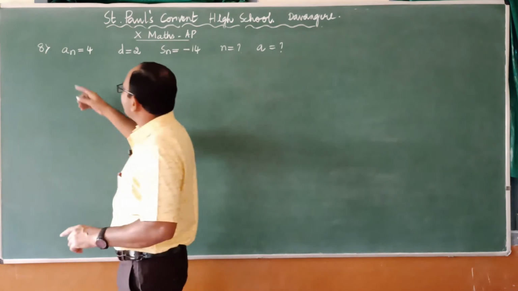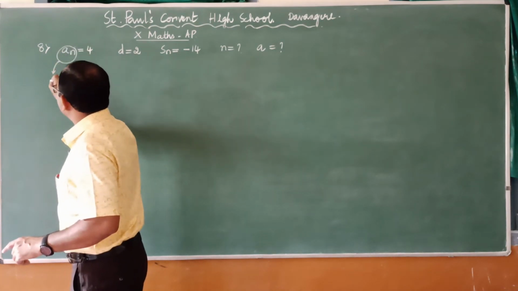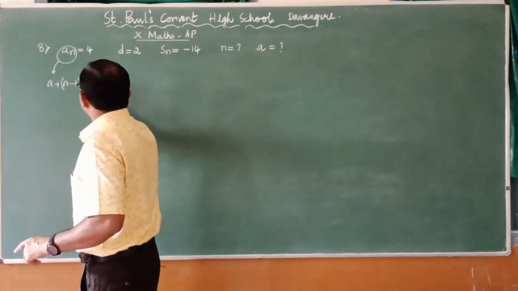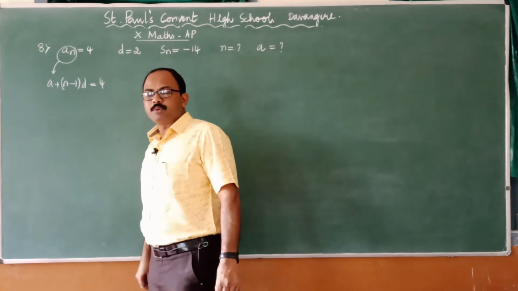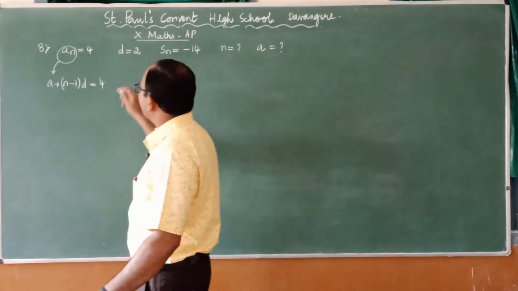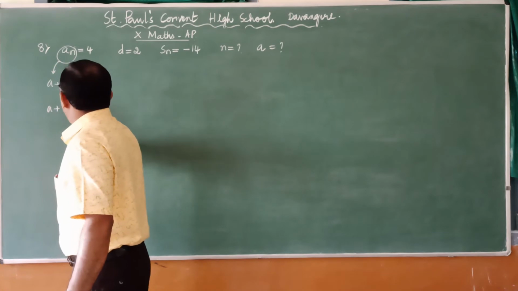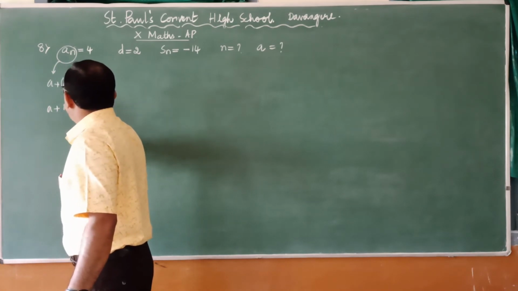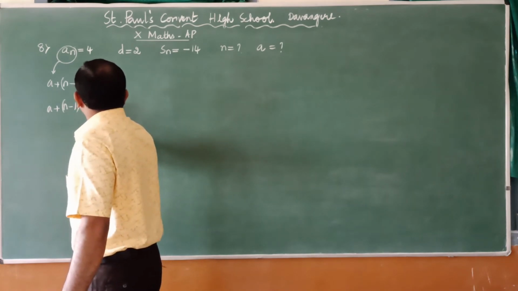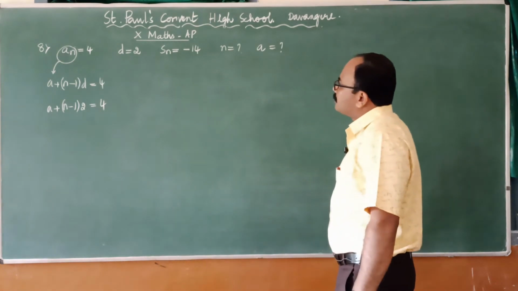An is equal to 4, where An formula we know, children, which is a plus (n minus 1) into d, equal to 4. Substitute the values which are known to us. A we do not know, d we know, n also we do not know. Therefore, a plus (n minus 1) into d, which is 2, will be equal to 4.